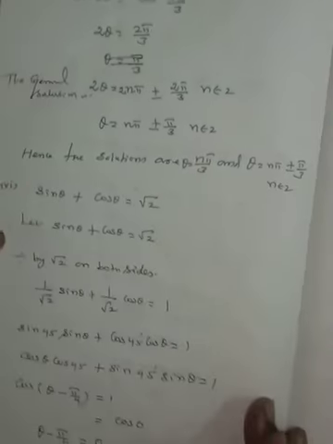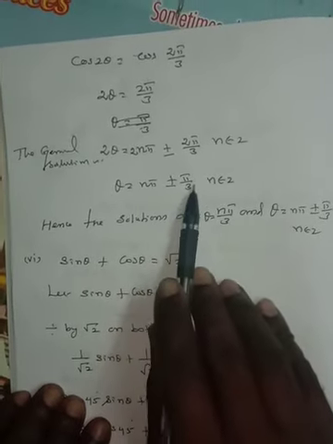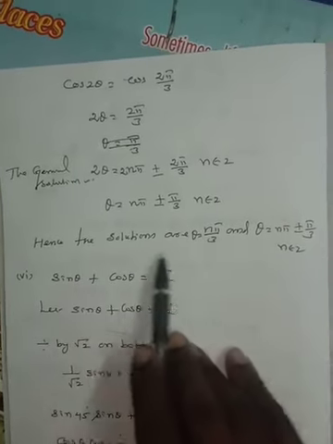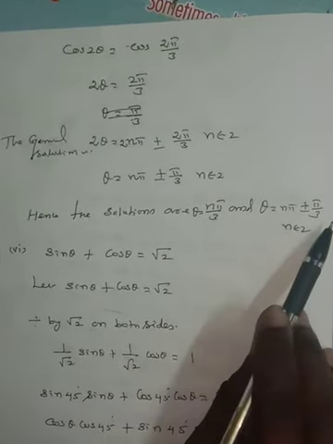Next, divide through by 2 on both sides, we get theta is equal to n pi plus or minus pi by 3. Hence the solutions are theta is equal to n pi by 3 and theta is equal to n pi plus or minus pi by 3.